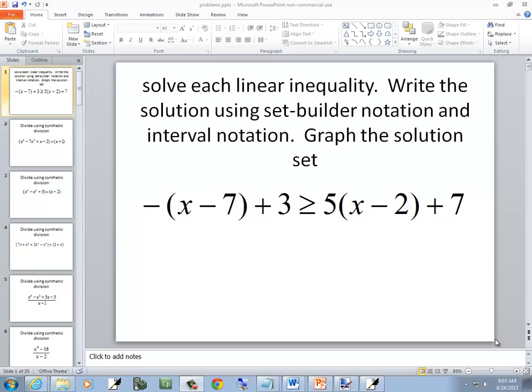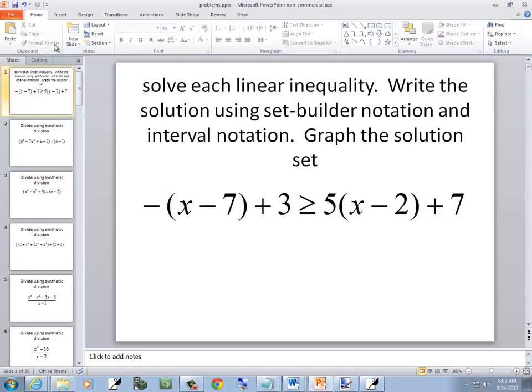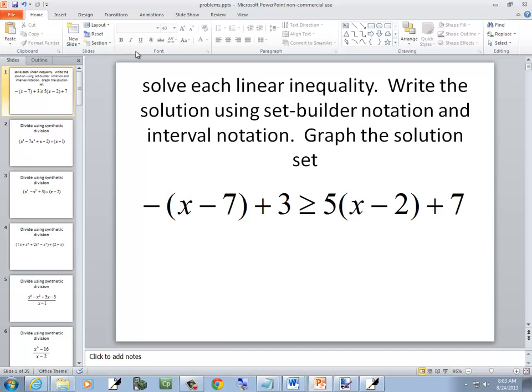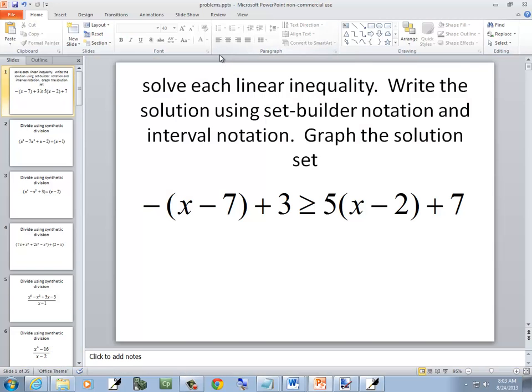Let's take a look at this problem. Negative (x minus 7) plus 3 is greater than or equal to 5 times (x minus 2) plus 7.